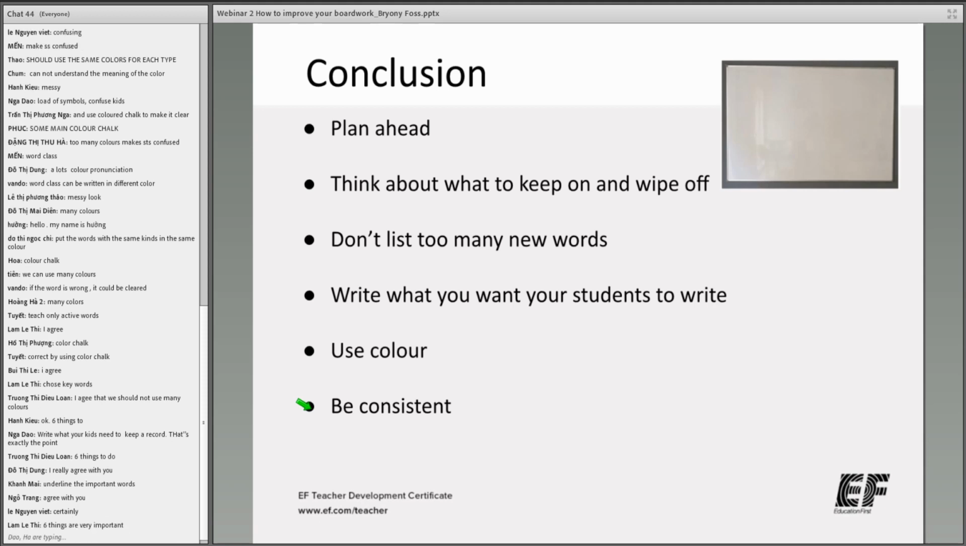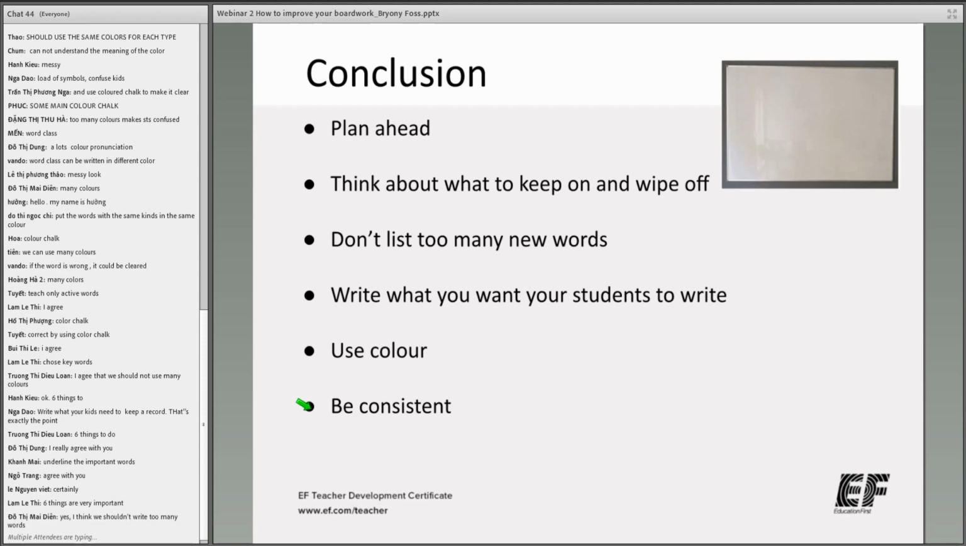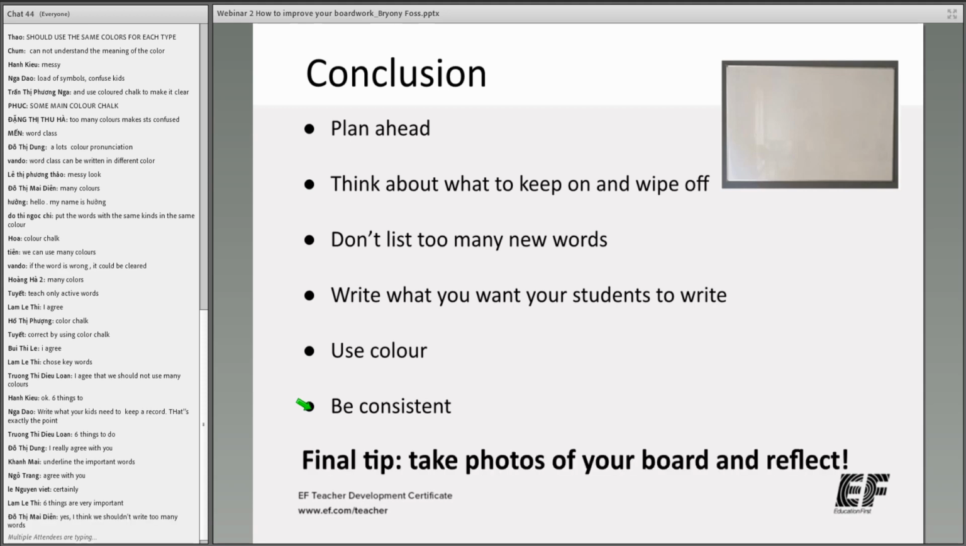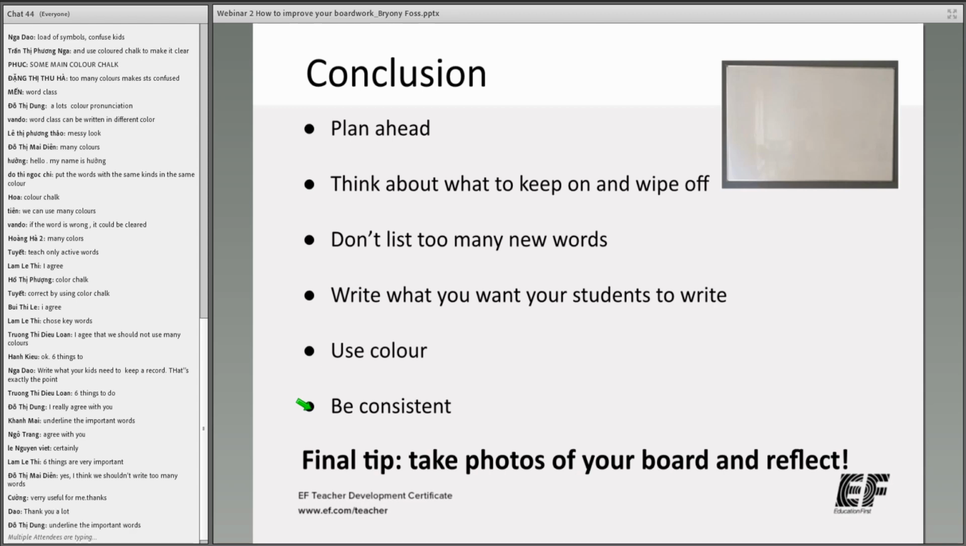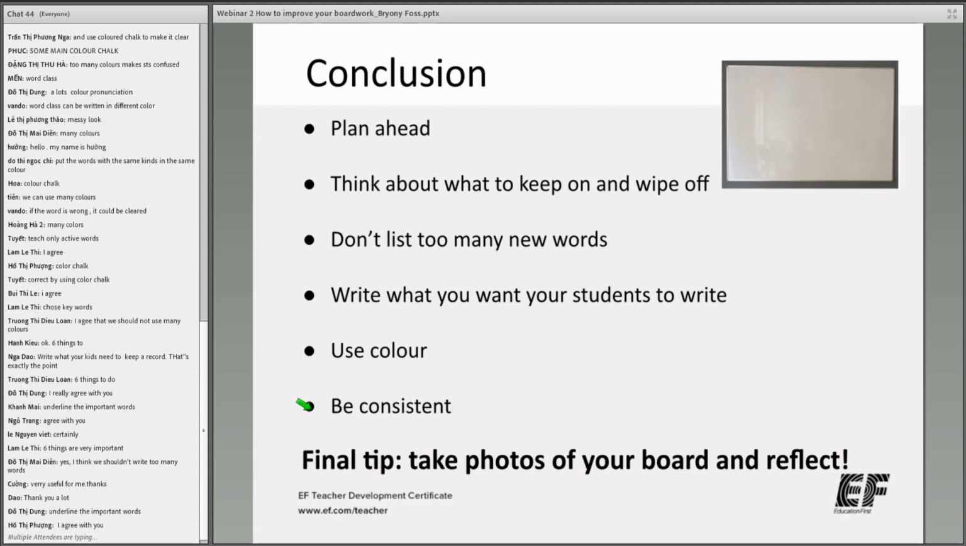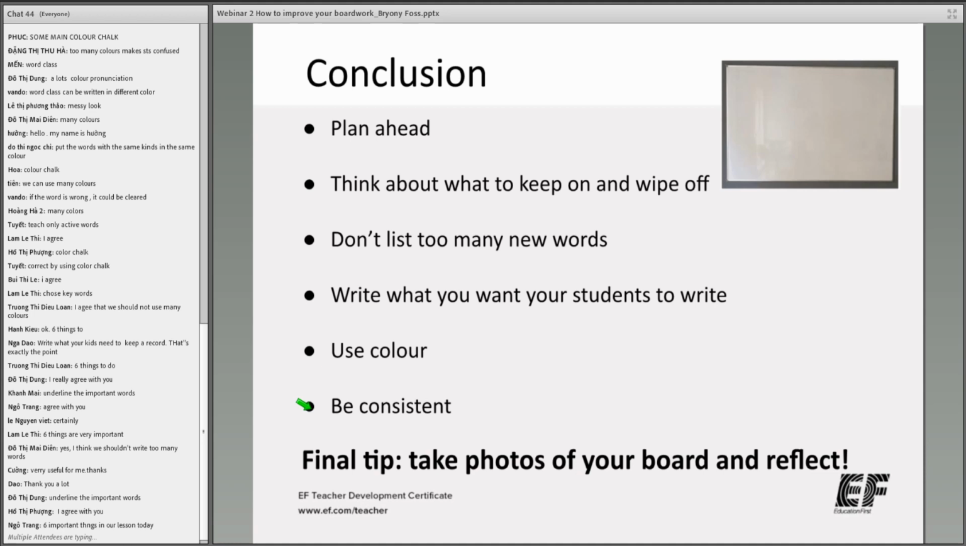Something which helps me and something which I recommend is to take a photo of your board at the end of a lesson, or maybe during a lesson if you have an opportunity, so that you can reflect on whether you think your board is easy to understand or difficult to understand. Imagine if you were a student in the class, how would you feel about the board?